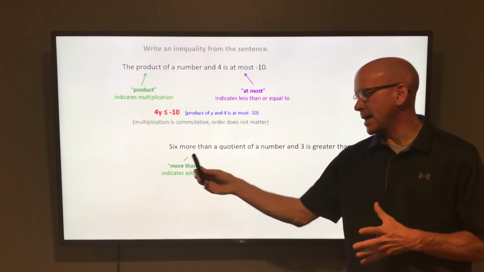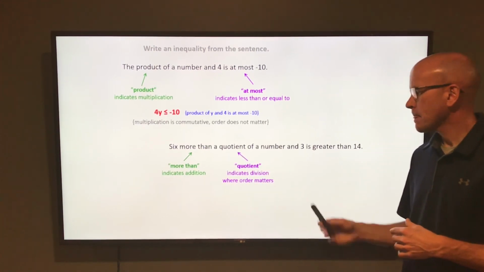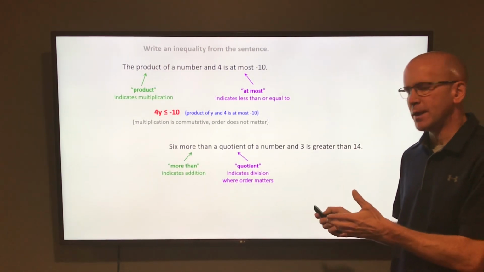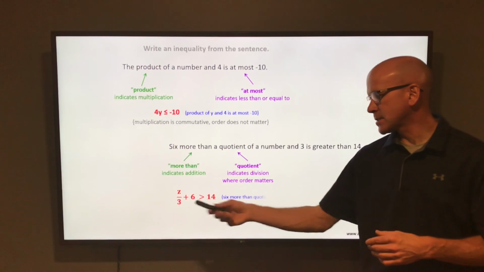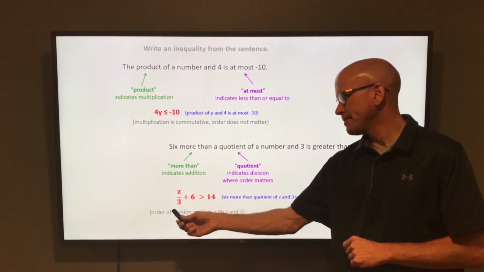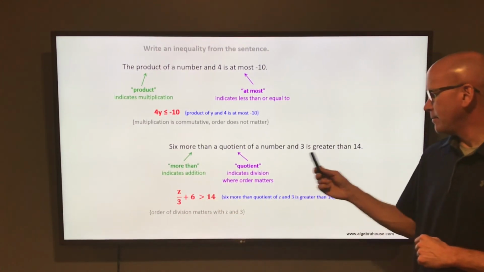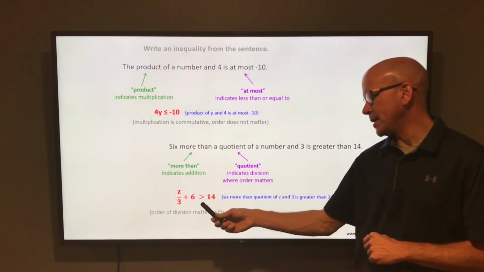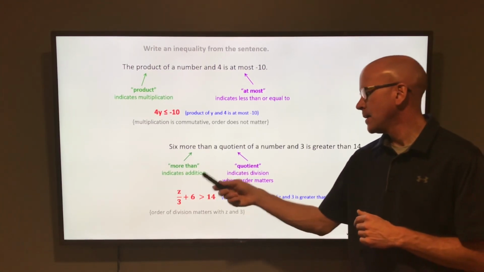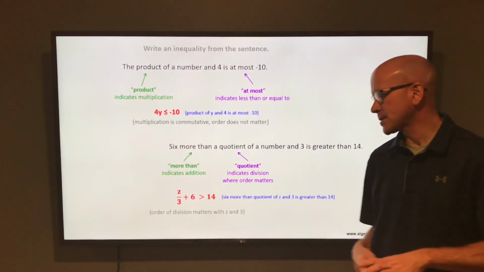More than indicates addition, or you're going to add. Quotient means divide. And then is greater than 14, that's the easy part. That's just going to be the greater than symbol and then a 14. So this time we're using z. The quotient of a number and 3, that is z over 3. 6 more than that would be adding 6 onto it. And then the easy part is greater than 14. z over 3 plus 6 is greater than 14. Again, order of division does matter. You cannot write that as 3 over z. It has to be written as z over 3 plus 6 is greater than 14.